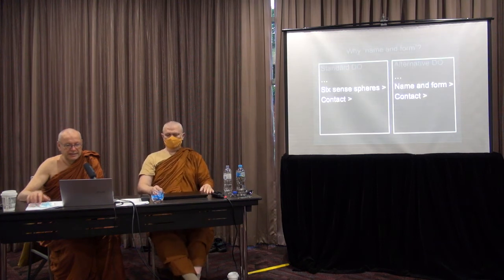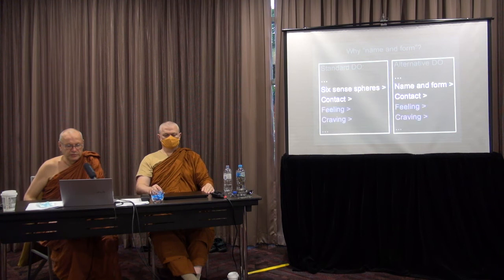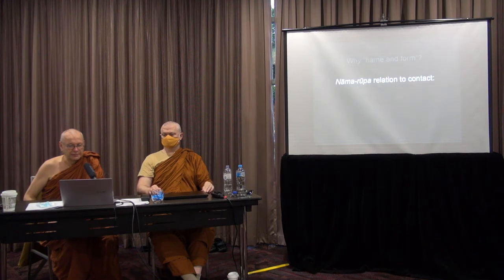So you can see the difference here between the two kinds of sequence. One goes straight from name and form to contact. The other one is from the six sense spheres to contact. That is the difference there. So why? What is this all about? Nama-rupa's relation to contact goes straight from one to the next.